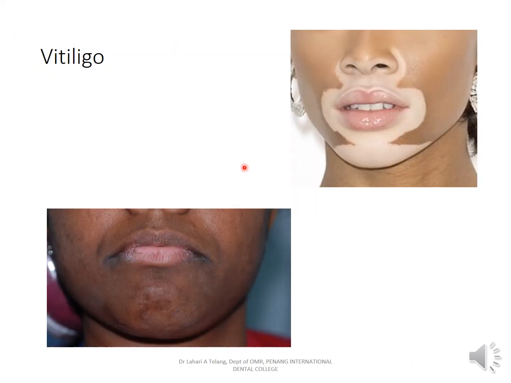Vitiligo can also be seen as localized and restricted to a few areas. For example, it starts off as a small depigmented area, here seen on the lower lip, or as a symmetrical distribution in this patient right here.